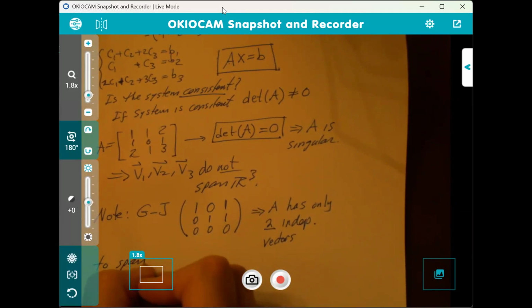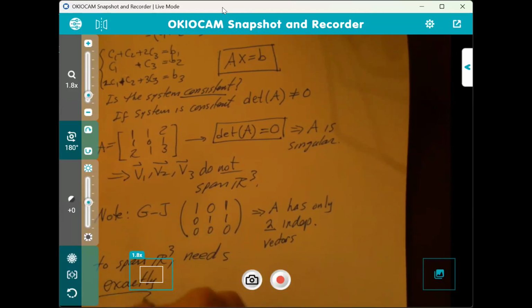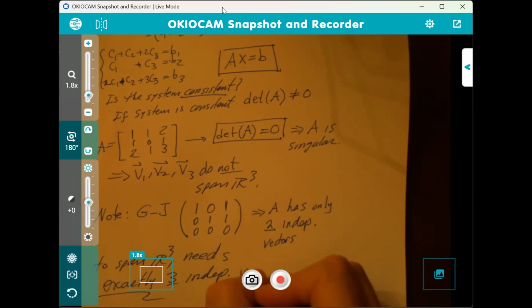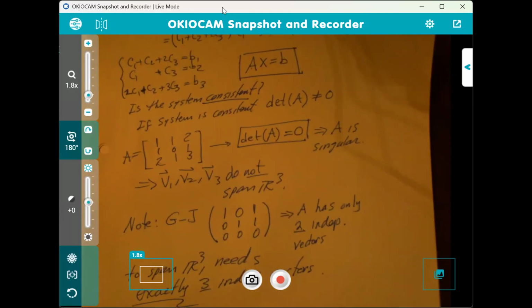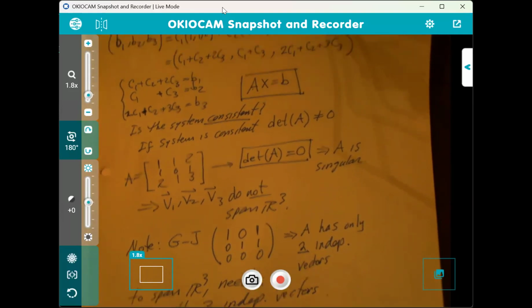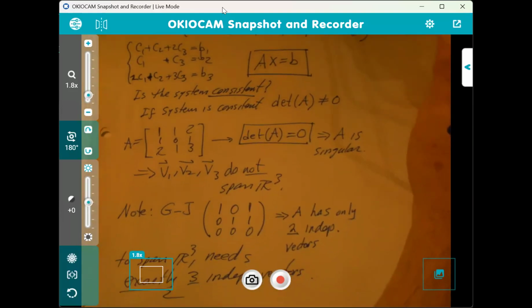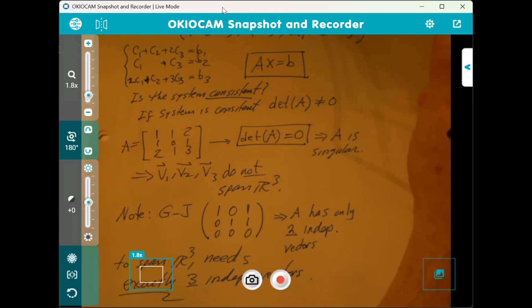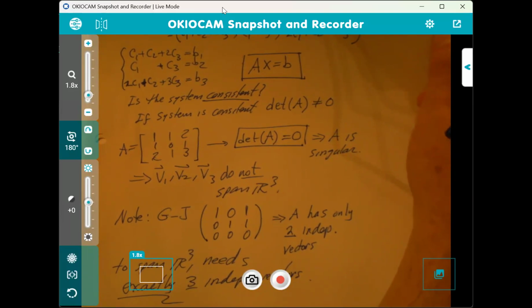To span R3, it needs exactly three independent vectors. So there you have it. This is not going to do it. I will not be able to write every vector in V using these three. Now we'll look at the cases later on where this will be definitely doable. We will be able to do that, but not with this example.